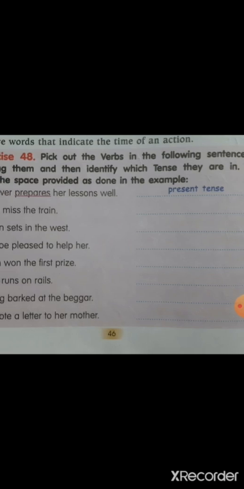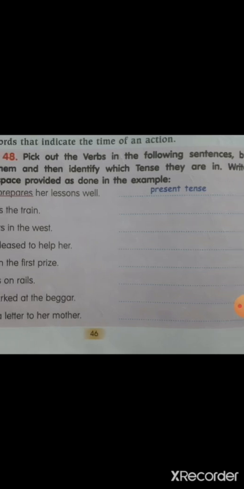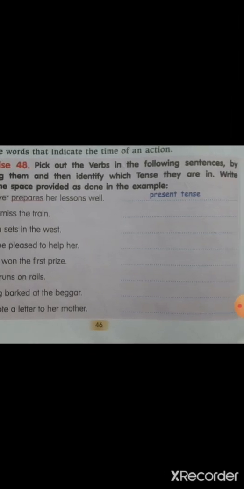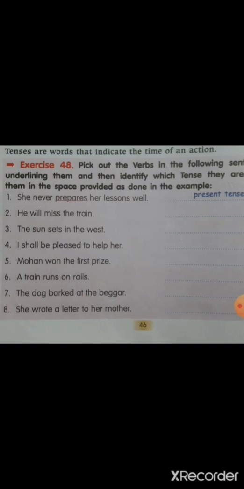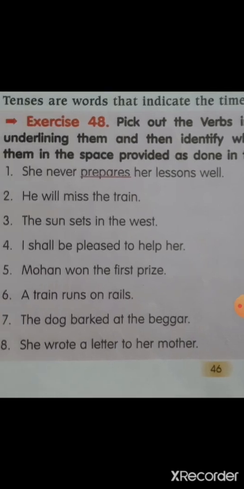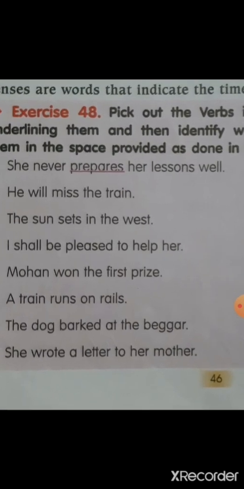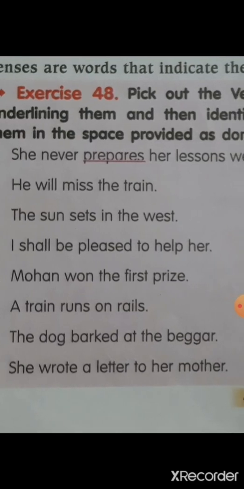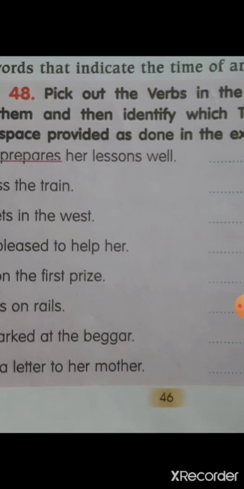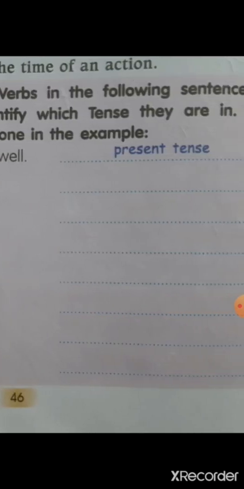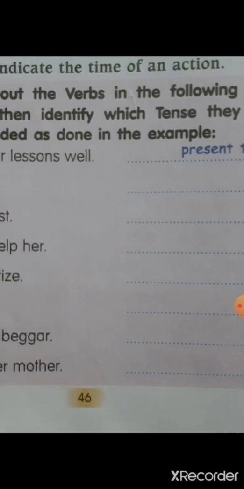हमें पहले उसको underline कर लेना है verb को और फिर हमें identify करना है tense को, किस समय पर वो काम हुआ है. They are in. Write them in the space provided as done in the example. She never prepares her lesson. She never prepares. Underline is prepares and the action is done in the present time, present tense.